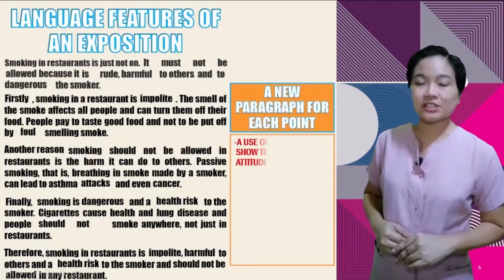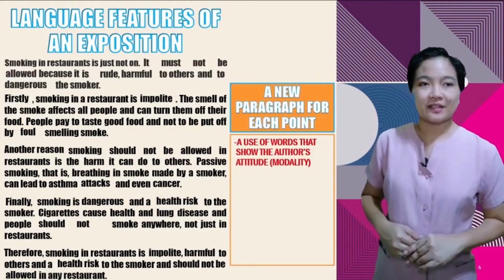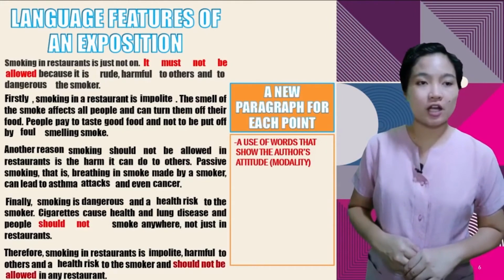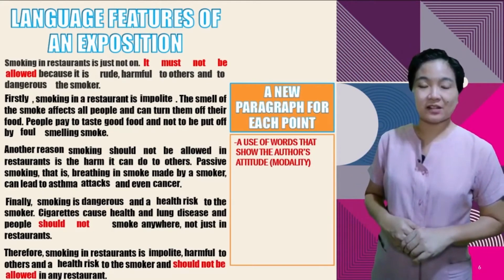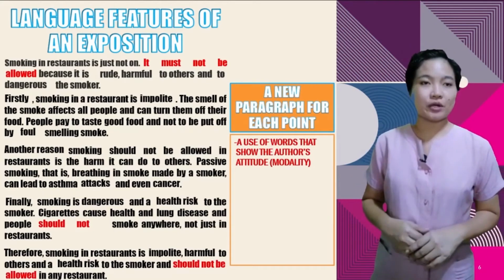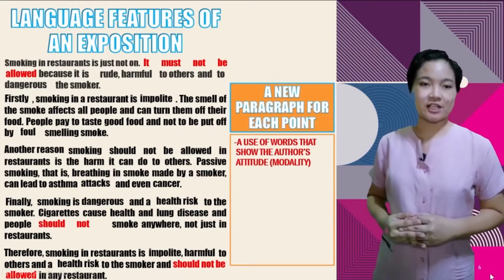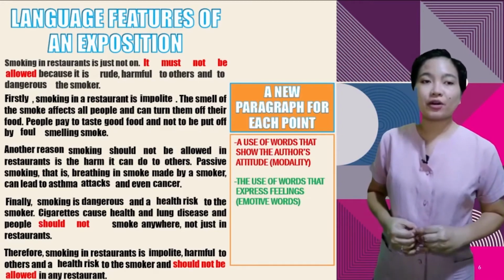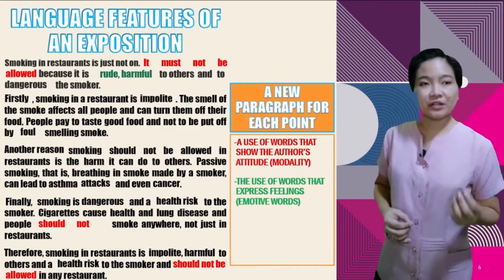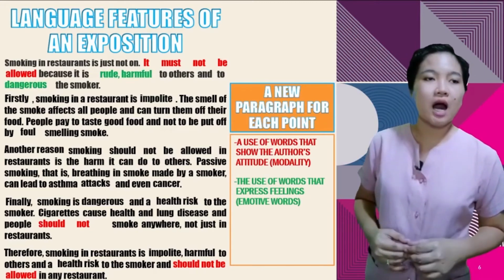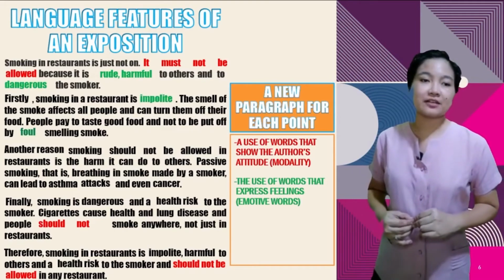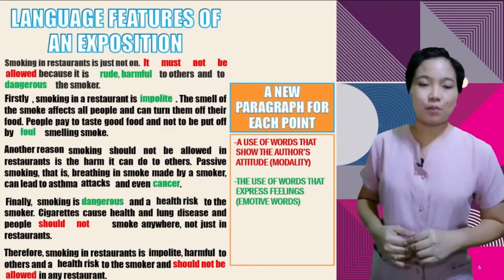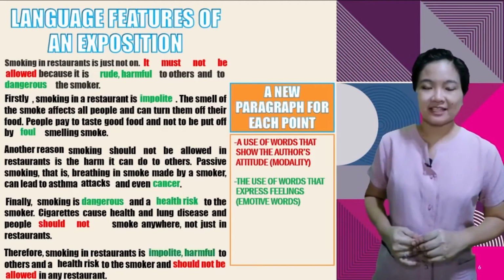Words that show the author's attitude or modality. The example words and phrases are: it must not be allowed, should not be allowed. These words mean that the author is against or in opposition of smoking in restaurants. The second one is the use of words that express feelings, also known as emotive words. What are the examples? We have rude, harmful, dangerous, impolite, foul, cancer, dangerous. These words are emotive words expressing feelings.